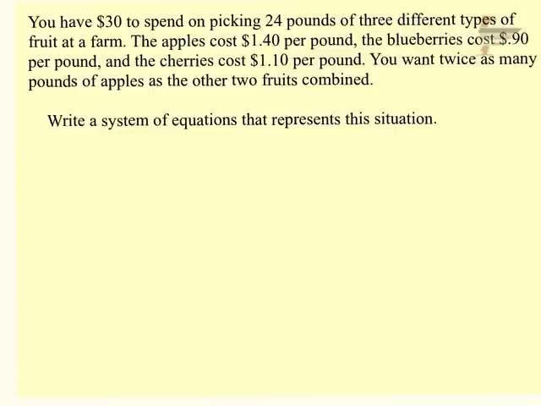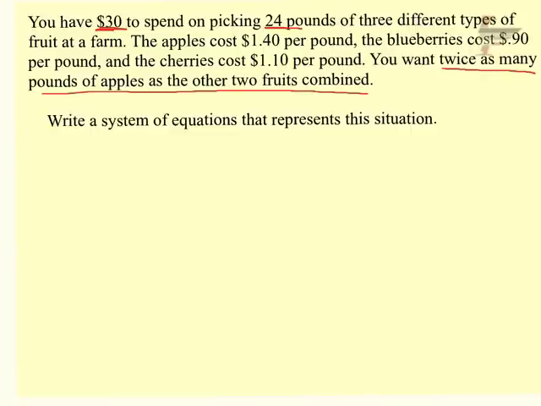Alright, so again, what can vary? Well, you have apples, blueberries, and cherries that you're purchasing. The only thing that will vary, because you have a fixed amount of money that you want to spend, you have a fixed amount of pounds that you want to purchase, and you also have this stipulation down here, twice as many pounds of apples as the other 2 fruits combined. So really the only thing that can vary is the amount of fruit, the pounds of fruit that you purchase to make all of that happen.